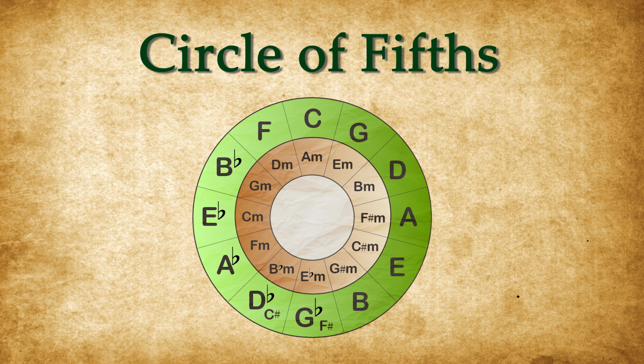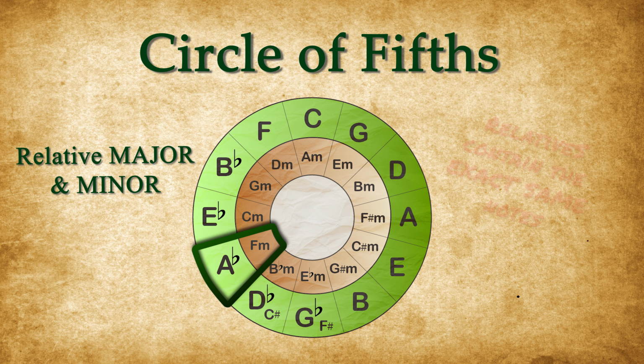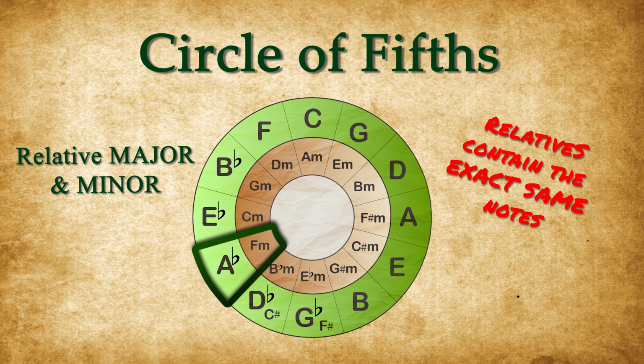Now there's actually an easy hack to figure out which keys are relative majors and minors, and for that we're going to use our circle of fifths. Now we can see that this circle is actually two concentric circles with major chords on the top and minor chords on the bottom. And the only thing you need to do to find the relative majors and minors is to look at the stacks. The ones that appear right above and below each other are relatives: C and A minor, G and E minor, A flat and F minor. These sets contain the exact same notes.